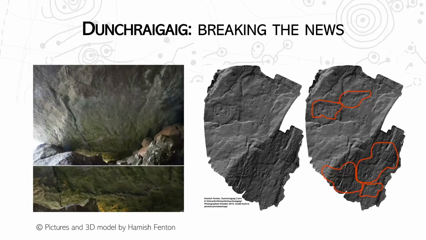What does not fit in this typology is the newly found deer carvings of Dunchraigaig, which we will obviously have to mention. This exceptional find was revealed to us last year by Hamish Fenton, who discovered the animal carvings years ago, and he identified the grooves while he was looking at the underside of the capstone of this cairn with a torch. And then he produced a 3D model that confirmed his suspicions that he was looking at animal carvings. This is truly an amazing discovery.